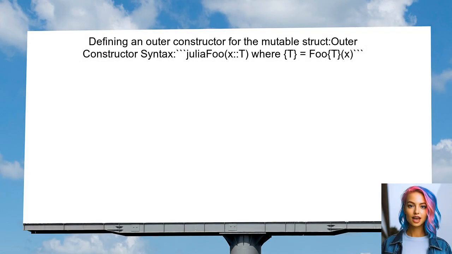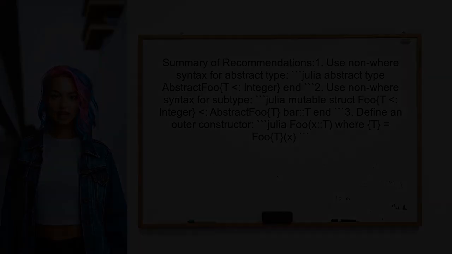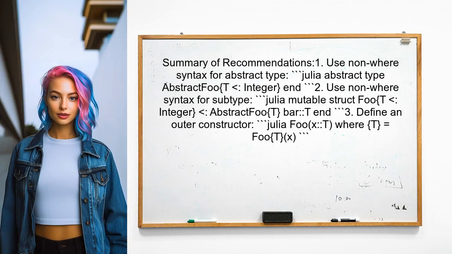Regarding the inner constructor, the user is correct that the deprecation of the inner constructor syntax makes it challenging. However, the user can define an outer constructor to achieve the desired functionality. This can be done with Foo(x::T) where T = Foo{T}(x). In summary, the user should use the non-where syntax for both the abstract type and the subtype. Additionally, defining an outer constructor is a suitable workaround for the inner constructor issue.